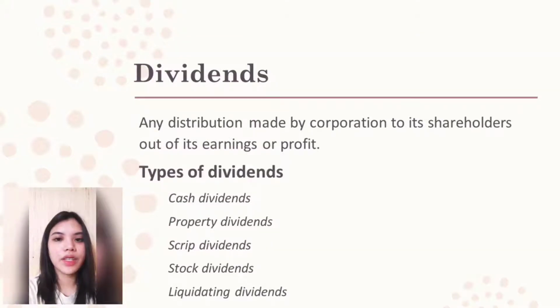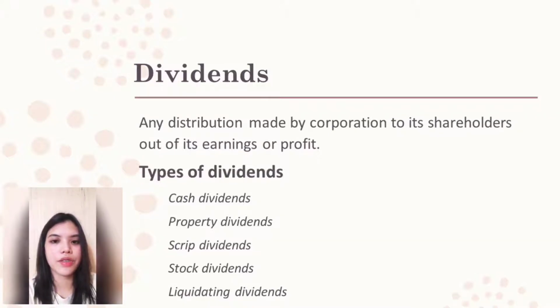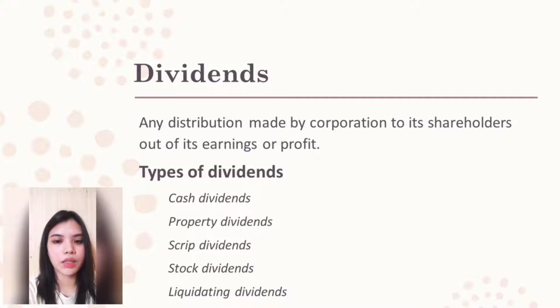Dividend. Dividends are any payments made by a firm to its shareholders from its earnings or profits, whether in cash or in other assets. There are 5 types of dividends. First is cash dividends. It is the distribution of funds or money paid to stockholders, generally as part of the corporation's current earnings or accumulated profits.